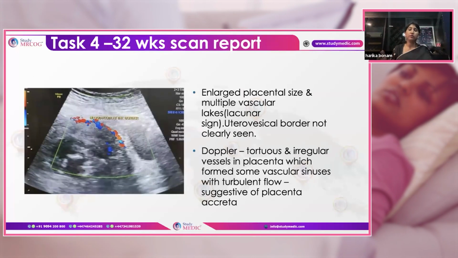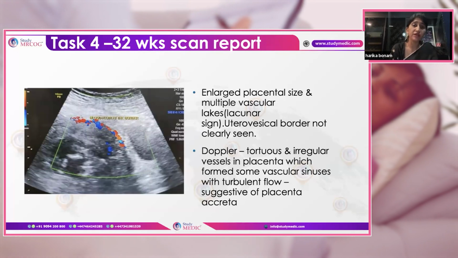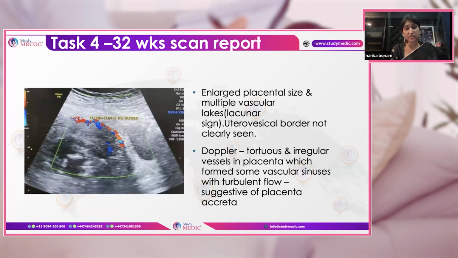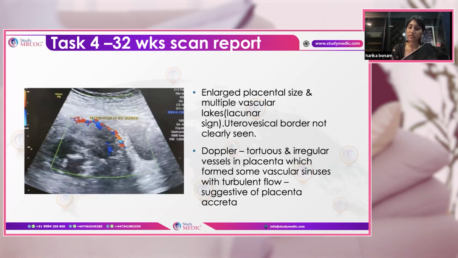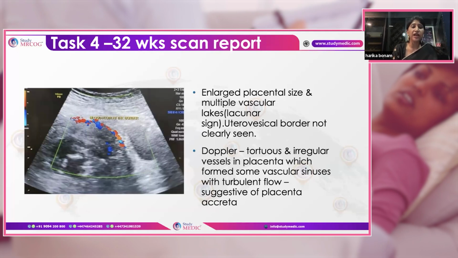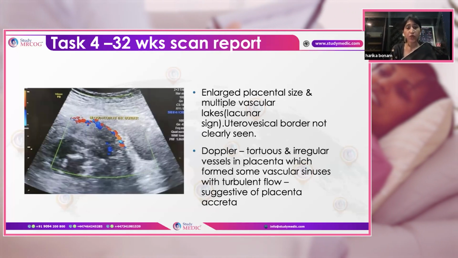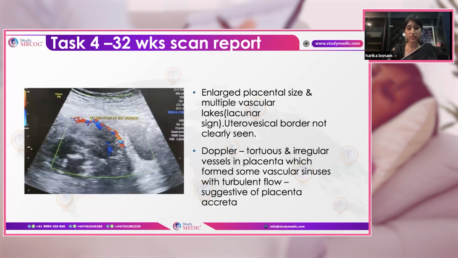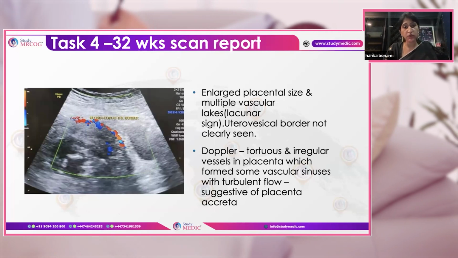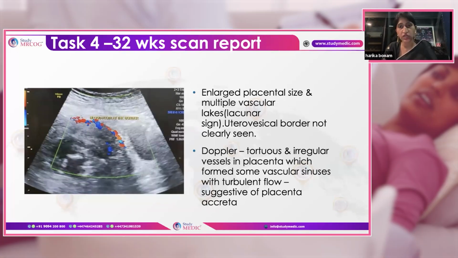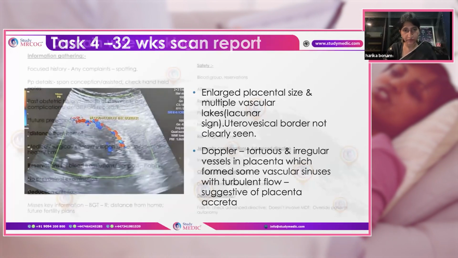Now here they will see your ability to interpret the scan image and arrive at a diagnosis. So: enlarged placental size with multiple vascular lakes and lacunar sign, with utero-vesical border not clearly seen. This is indicating an adherent placenta, with Doppler showing tortuous and irregular vessels in the placenta, which form some vascular sinuses with turbulent flow, and the features are suggestive of placenta accreta. Sometimes they might just give the image, but don't worry, be reassured, they will usually give the impression as well in most situations.